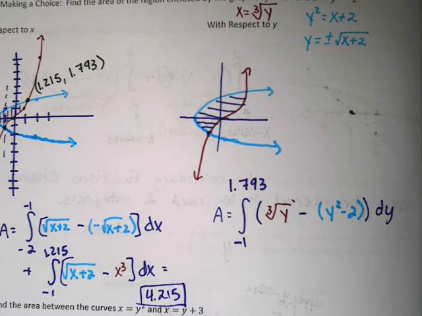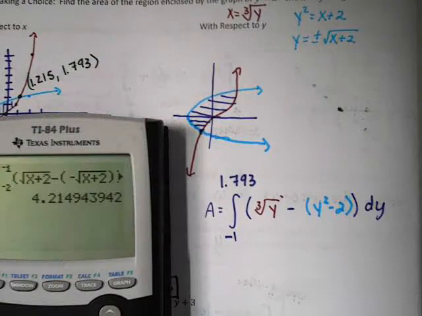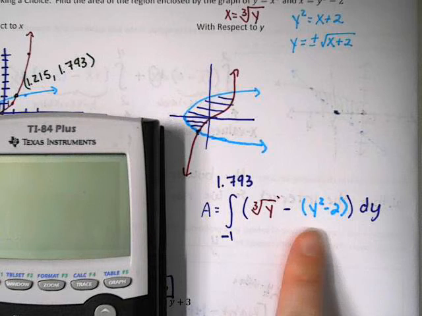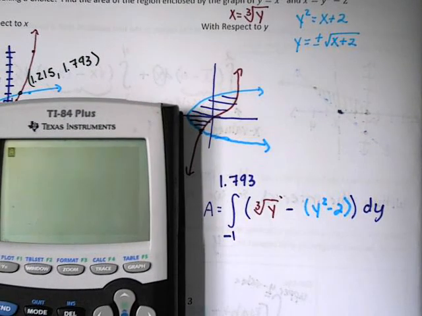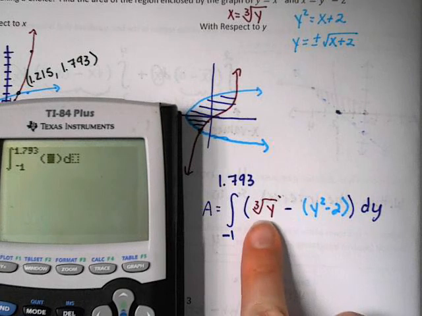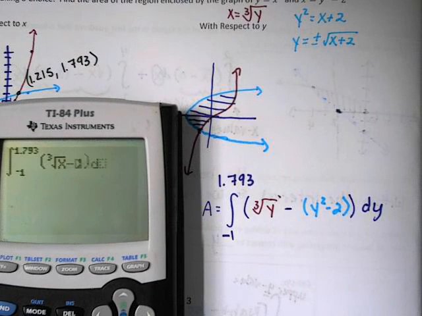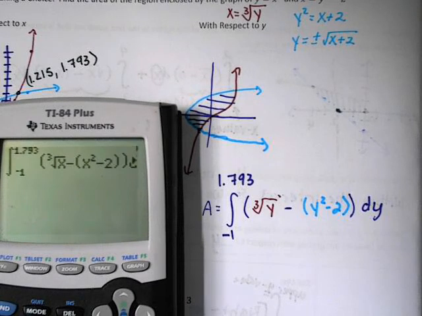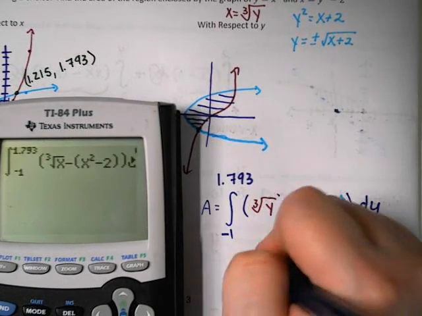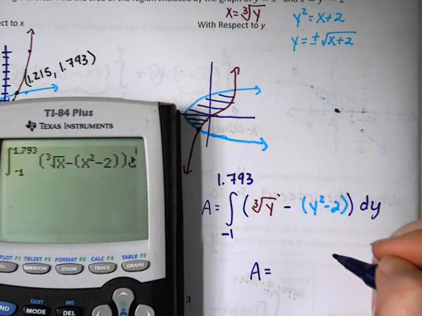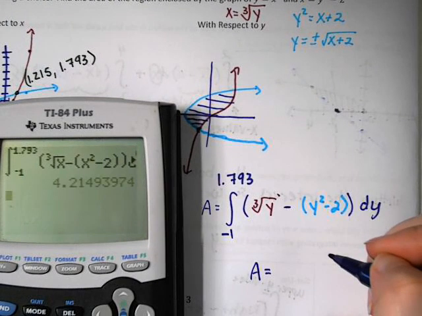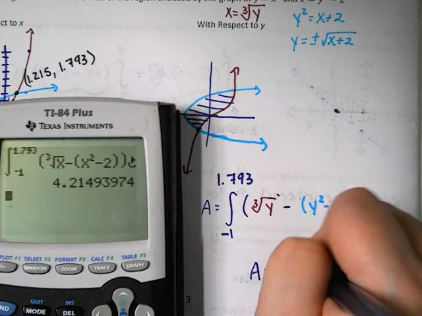Okay, so let's go ahead and put that in our calculator and make sure we get the same answer. Again, for our calculator, we're not going to put y, we're just going to change those y's to x's. So math 9, -1 to 1.793. We want the cubed root of y, which means hit math and go to number 4. We're going to do x minus x squared minus 2. And we're going to integrate with respect to x. And we should get the same answer if I plugged it in correctly. There we go, 4.215.